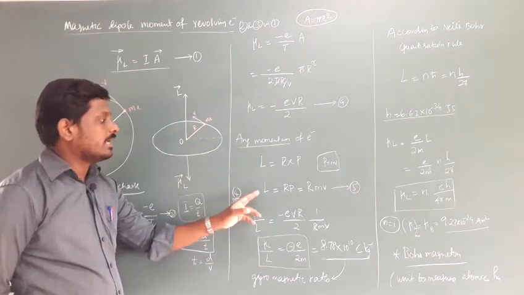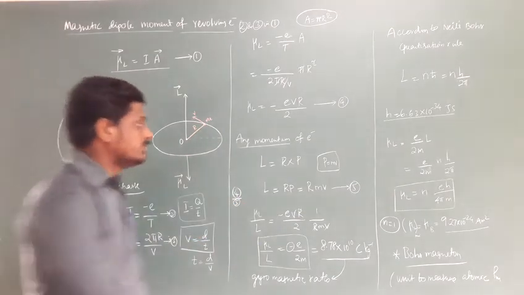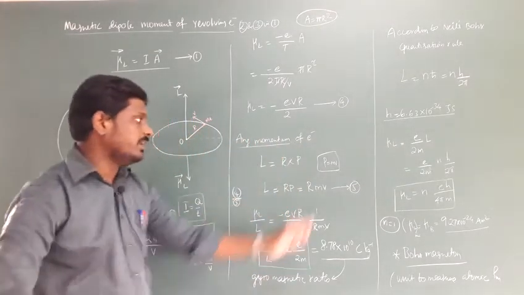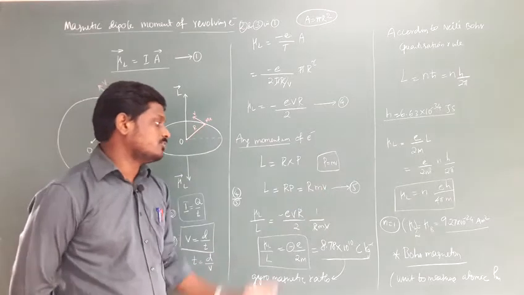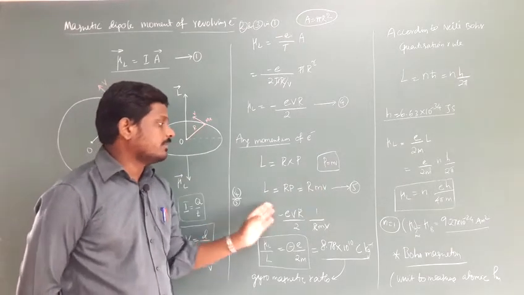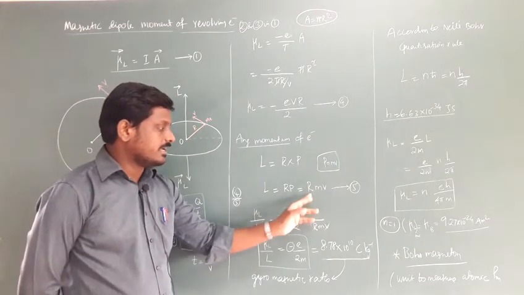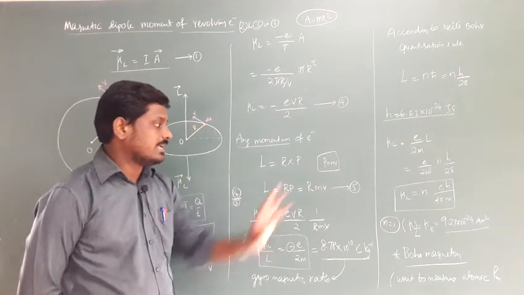So the magnitude L is equal to rp, where p is the linear momentum, the product of mass and velocity. Finally we get the angular momentum L equal to m v r, where r is the radius, m is the mass of the electron, and v is the velocity of the electron.